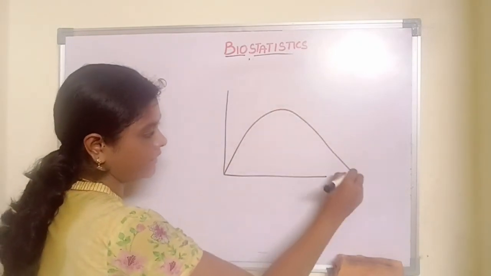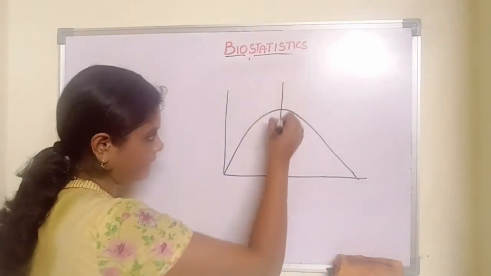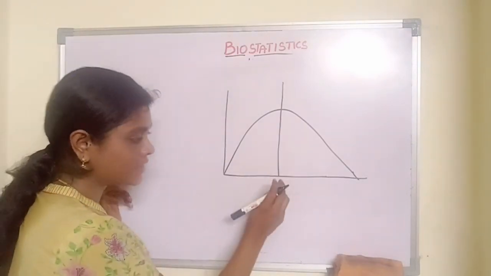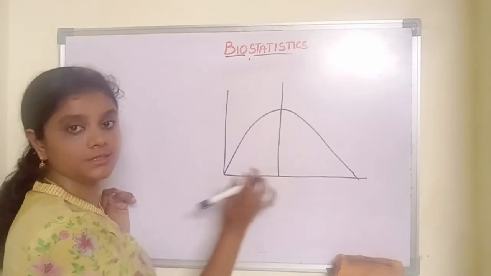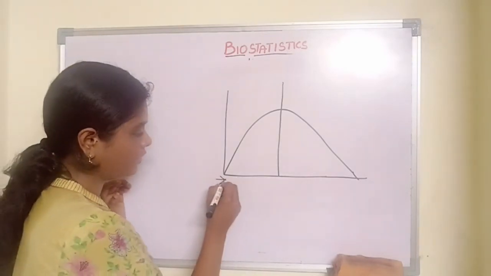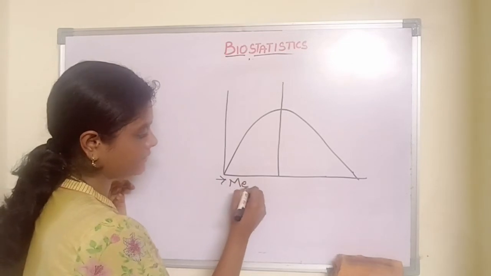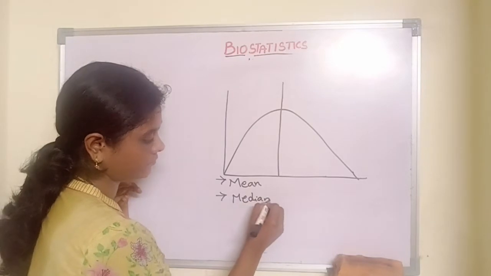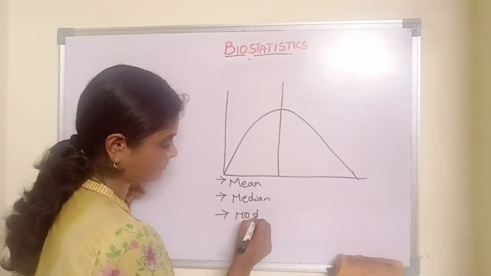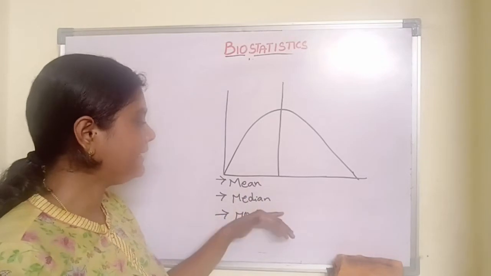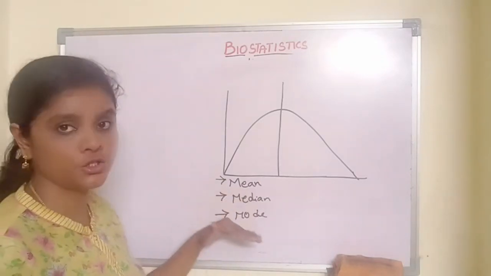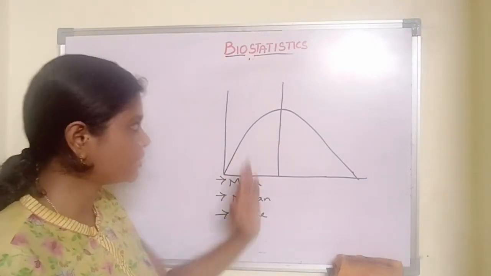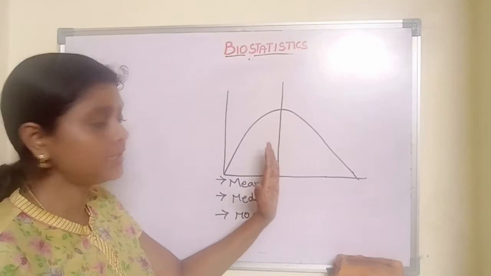So the same curve, let us take the same curve and an approximate center. Alright. So to measure the central tendency in the given data, there are three types that we have to understand: mean, median and mode. Alright, so mean, median and mode are the three measures of central tendency. Using these three parameters, we can find the center of the data set.